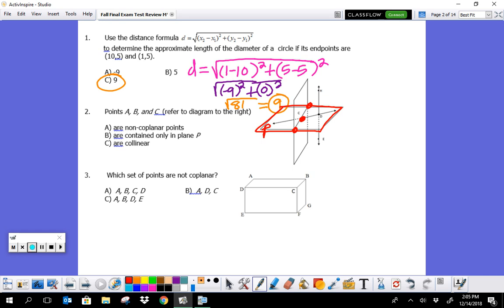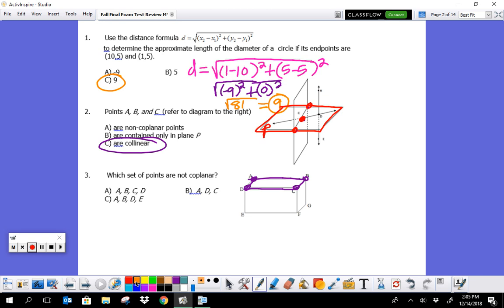But C says are collinear, and collinear means on the same line. You can see those points are on the same line. So your answer there is C. Number 3, which set of points are not coplanar? So coplanar means on the same plane. We're looking for the ones that are not. So A, B, C, and D. You can see those are all on this plane up at the top.